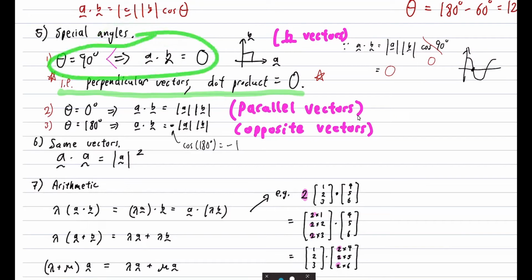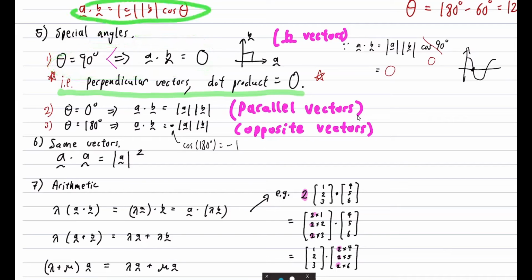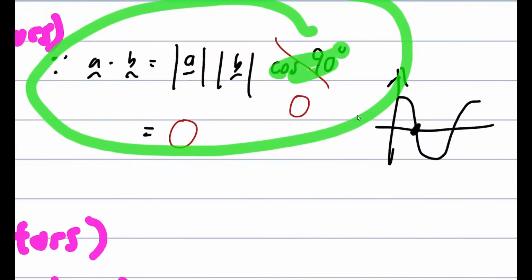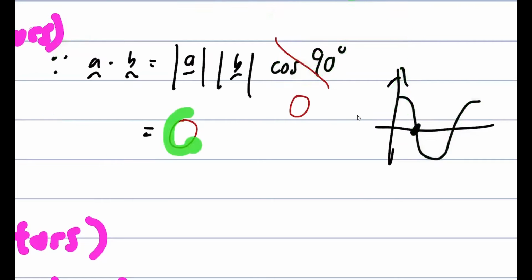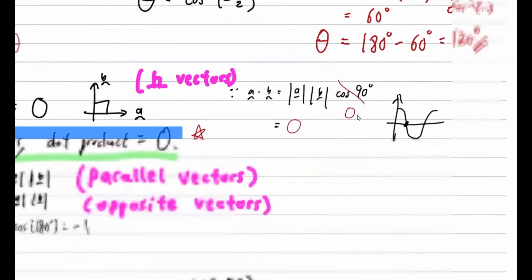Why is this true? Very simple formula. You see theta equals 90 degrees. What does it mean? Sub in theta with 90 degrees. Over here, I show you the working. What happens when theta is 90 degrees? Cosine 90 is 0. So 0 times anything becomes 0. Understand? Now you must memorize this idea.